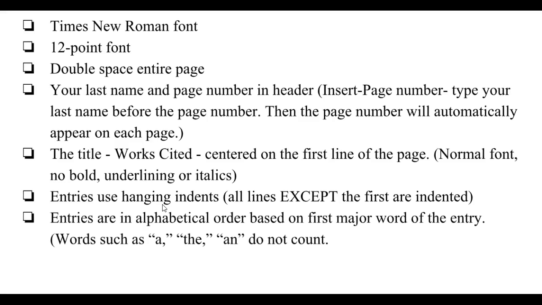And all entries have to be alphabetical based on the first major word of the entry, which is usually the author's last name or the title. But words such as a, the, and do not count. So if the title of the article is "The Boy Who Cried Wolf," the doesn't count. Boy would. It would go up with the B's.